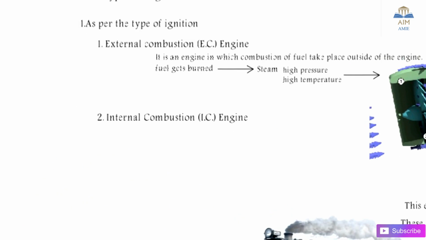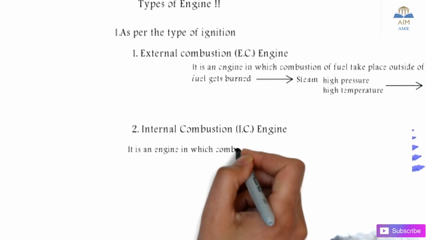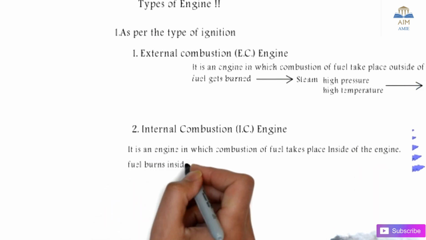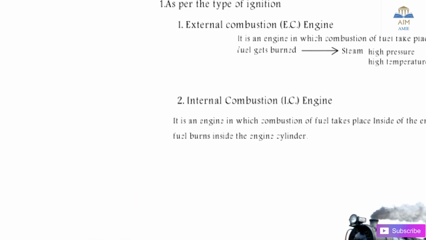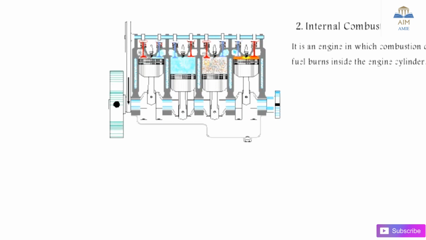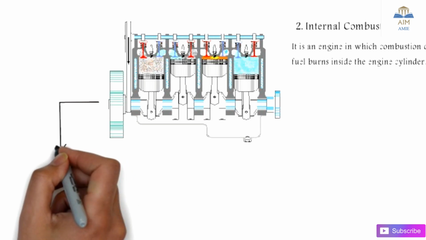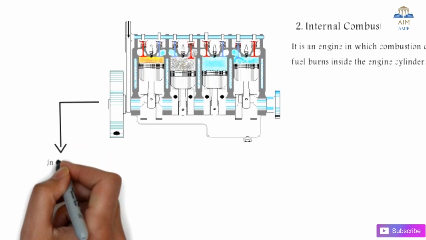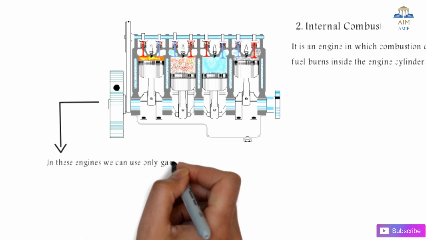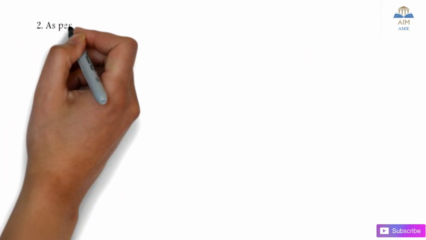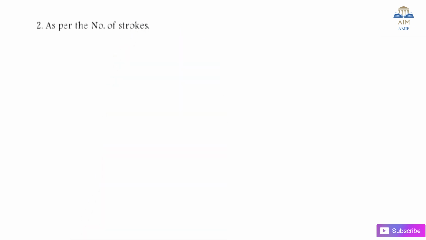The next one is the internal combustion engine, in which the combustion of the fuel takes place inside of the engine cylinder. The fuel burns inside of the engine cylinder. So guys, this is the simple representation of the internal combustion engine. We have made a particular video on the same. In these engines we can use only gases and highly volatile fuels like petrol, diesel, etc. The next one is as per the number of strokes.